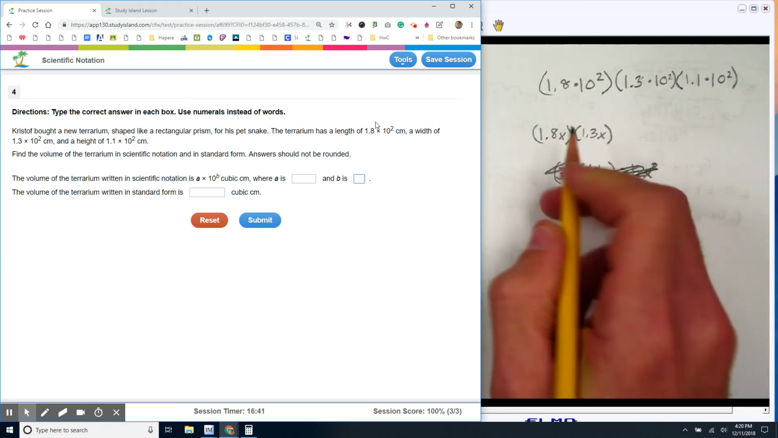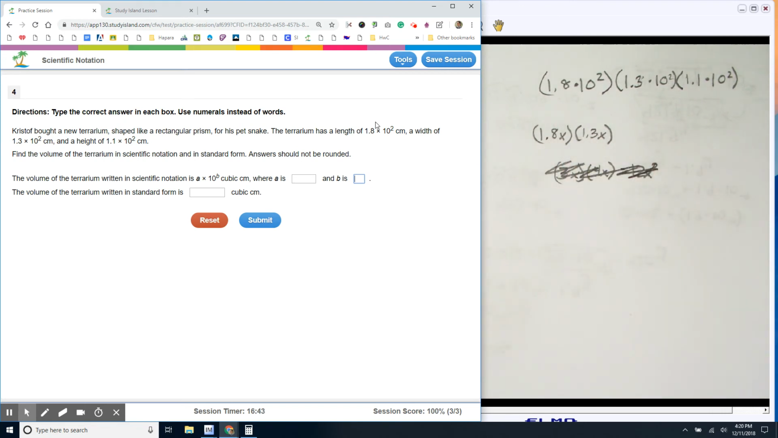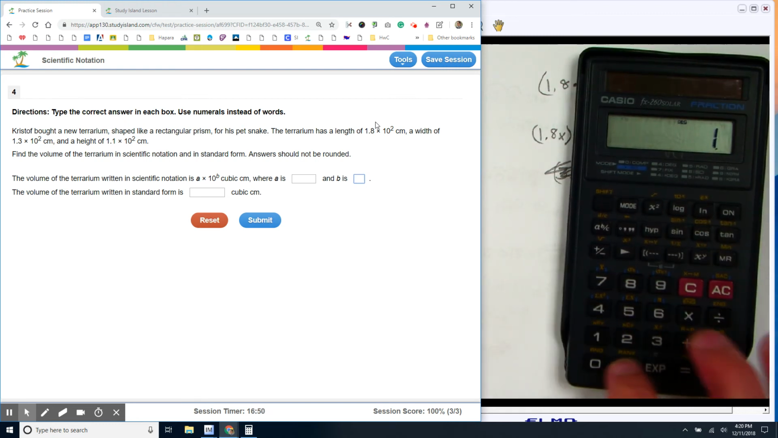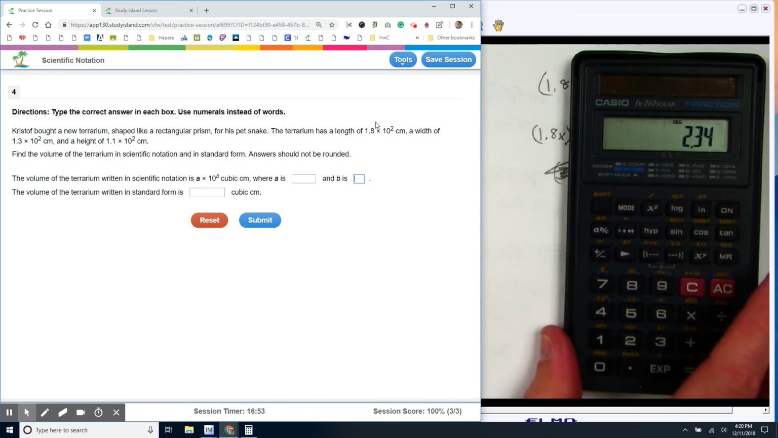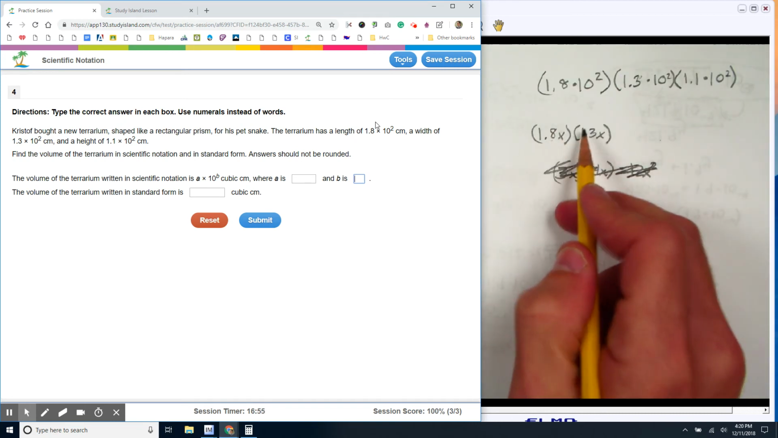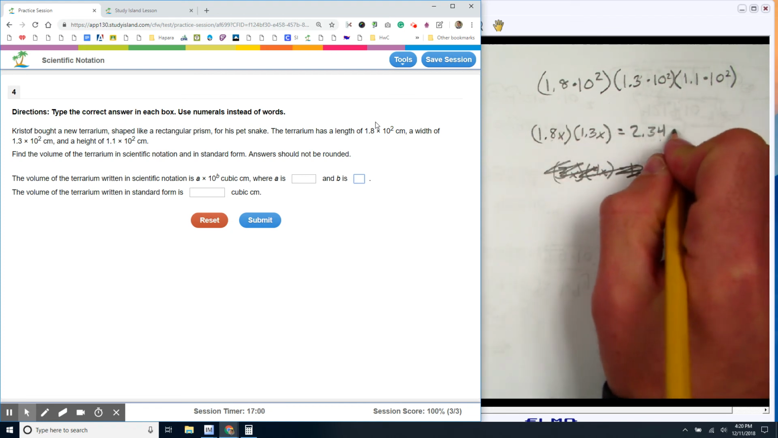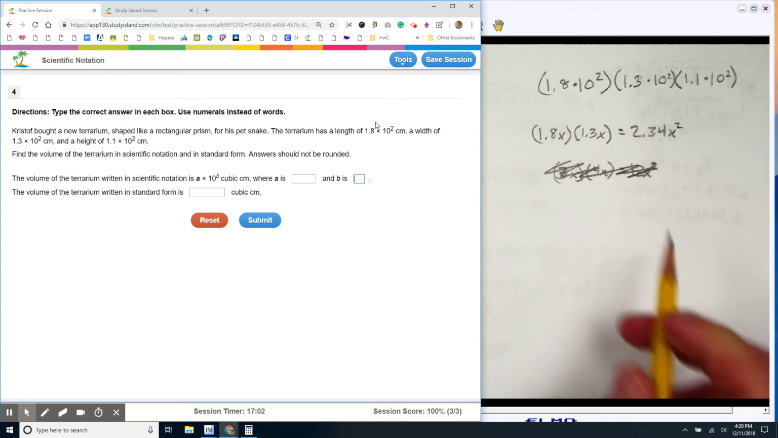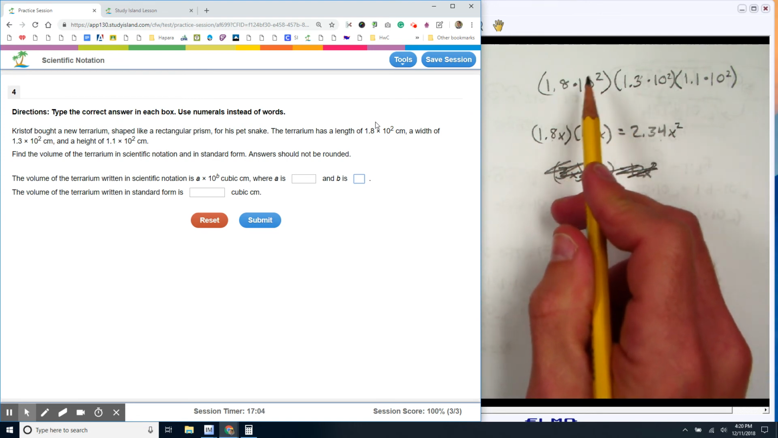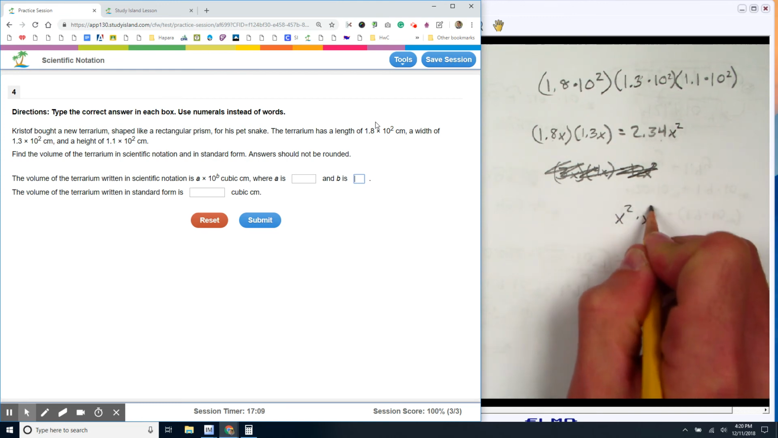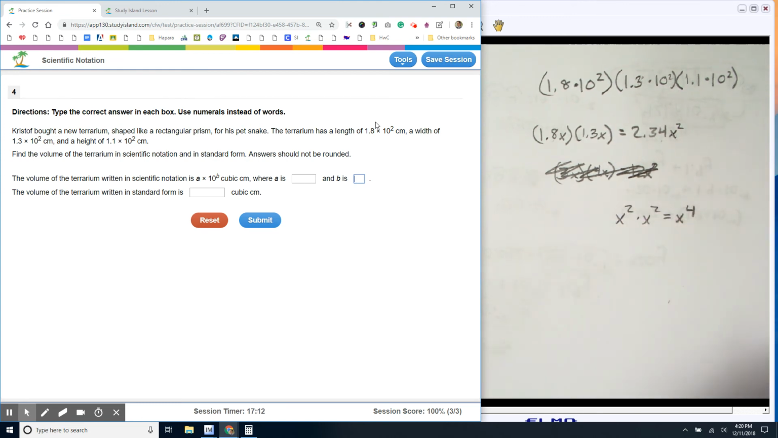Well, in this case, we're going to do 1.8 times 1.3. And you guys can use calculators for this. So here we go. 1.8 times 1.3. And you get 2.34. So this times that would be 2.34. And then x times x is x squared. Well, I'm not doing x, I'm doing 10 squared. So it's kind of like saying x squared times x squared. X to the 4th, right? Well, 10 squared times 10 squared is 10 to the 4th.